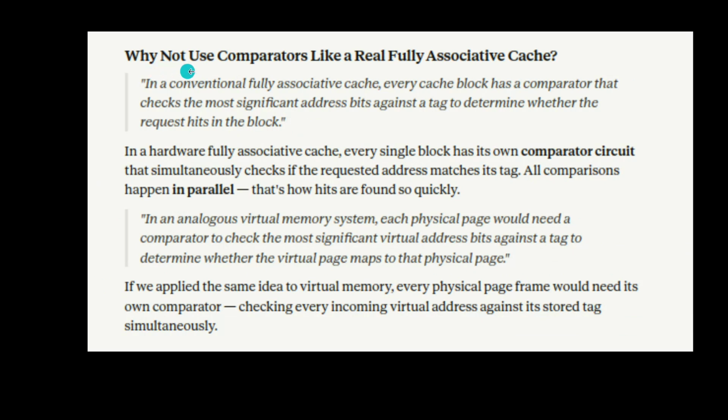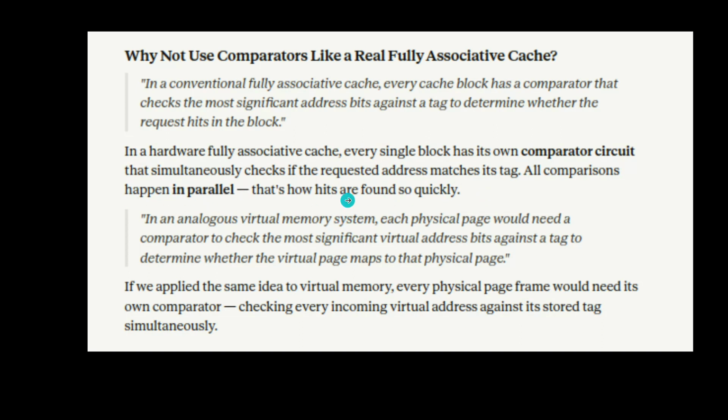Why are we not using comparators like a fully associative cache? In a conventional fully associative cache, each block has a comparator that checks the most significant address bits against the tag. So every block has its own comparator circuit that simultaneously checks whether the requested address matches that particular position, and all comparisons happen in parallel. That's how hits are determined.